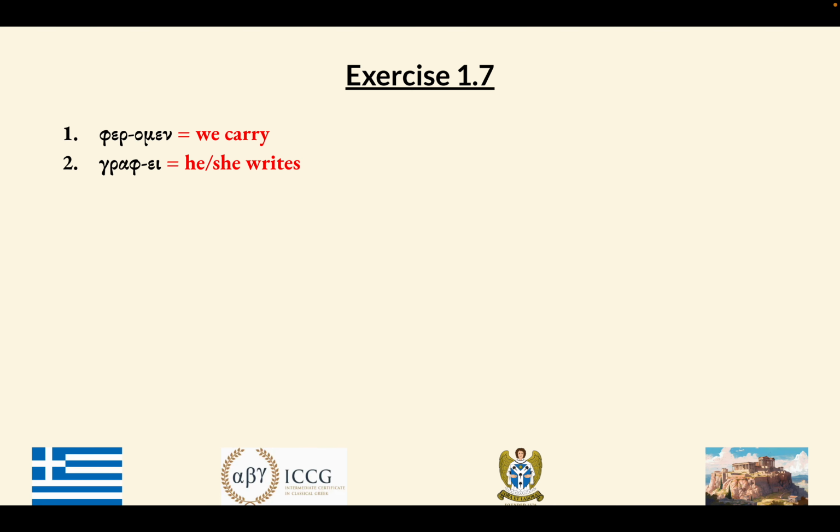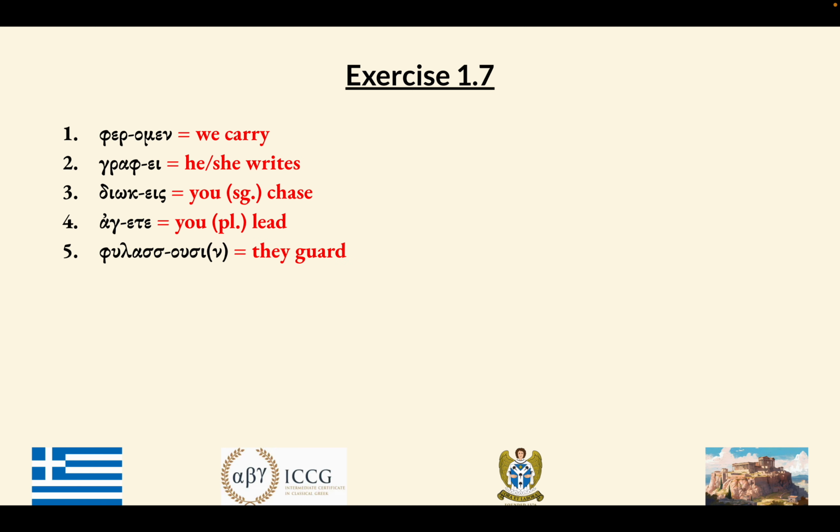And you can do the exact same thing for all of the other words in exercise 1.7. So, dioikeis, you singular chase. Agete, you plural lead. Phulassousi, they guard. Just a quick note on this one, by the way. You'll notice there's a letter N, or nu, in brackets at the end of the word.